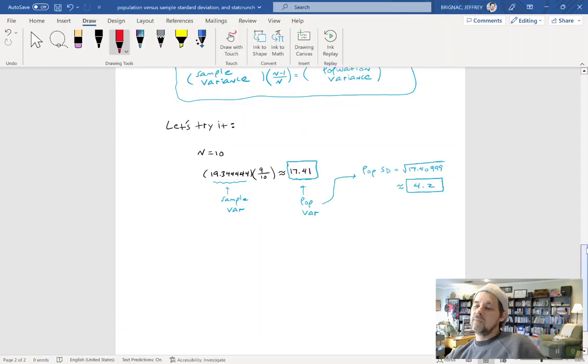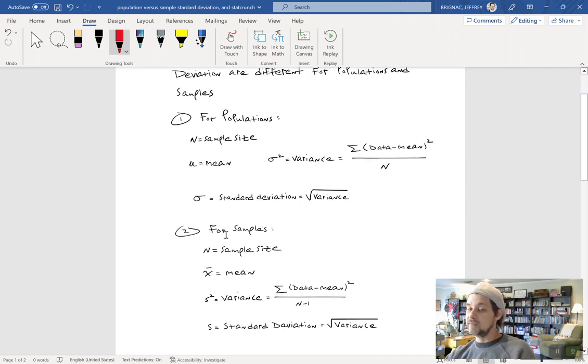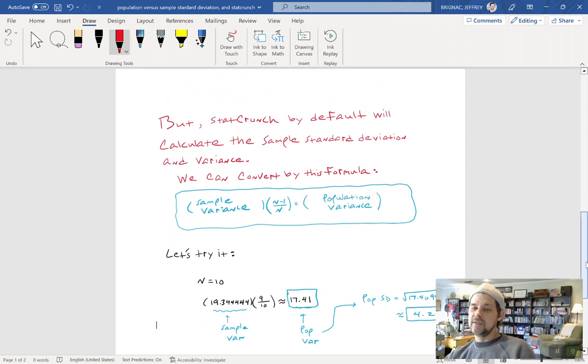So sometimes in the questions, you'll be dealing with populations versus samples. It will say in the question. The formulas on paper are different, but if we use StatCrunch, there's a fairly simple conversion formula. You get the sample variance or standard deviation in StatCrunch, and you just multiply this number and you get the population variance or standard deviation that you may need as an answer to the question.